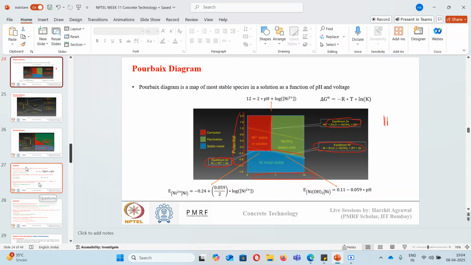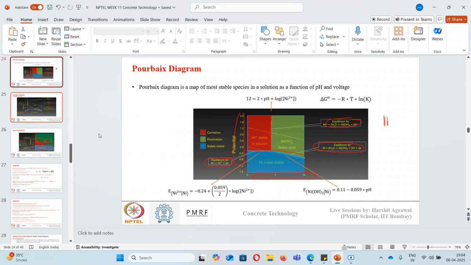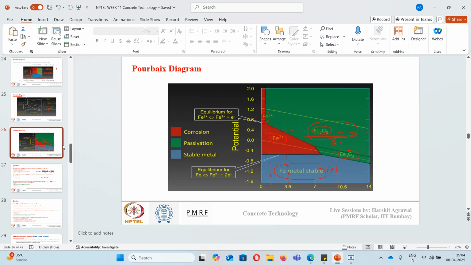So when a metal is in its elemental form, then we say that the metal is thermodynamically stable and it won't corrode. When the metal is in oxidized state, then we say that it is in the corroding environment.